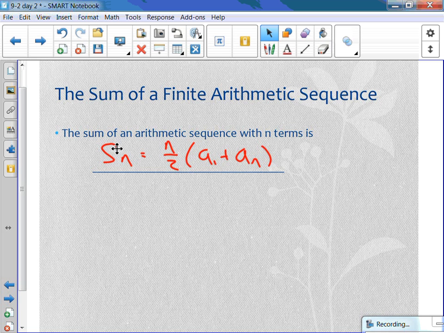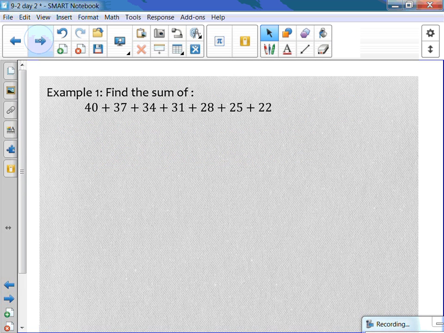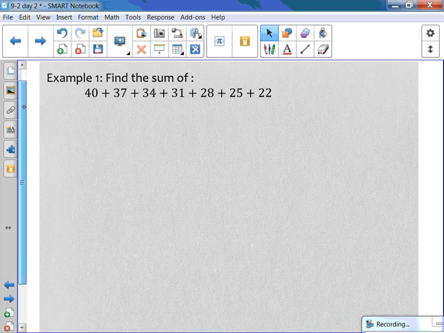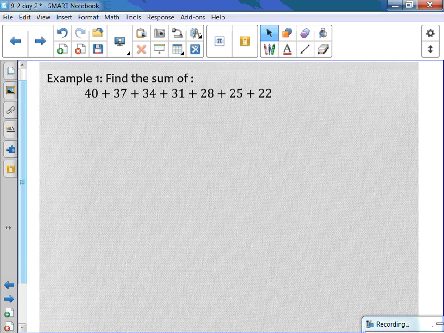So here we want to find the sum of 40 plus 37 all the way down to 22. Is this arithmetic? Yes. How do we know? The difference is what? Negative 3. Don't forget, it's negative 3, not positive 3, because we always do a2 minus a1, a3 minus a2. So as Mara said, we have a difference of negative 3 for each of these terms.